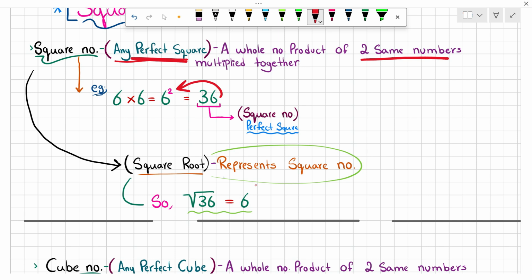Square numbers can be represented by square root. Alright, for example, the root of 36 is 6, because 6 times 6 is equal to 36, or 6 squared.